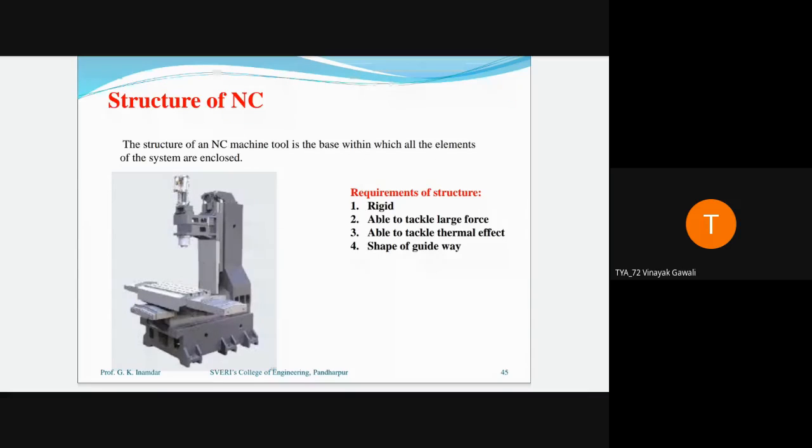So what are the basic requirements for the structure? First, the structure should be rigid, able to tackle large forces. This is very important.